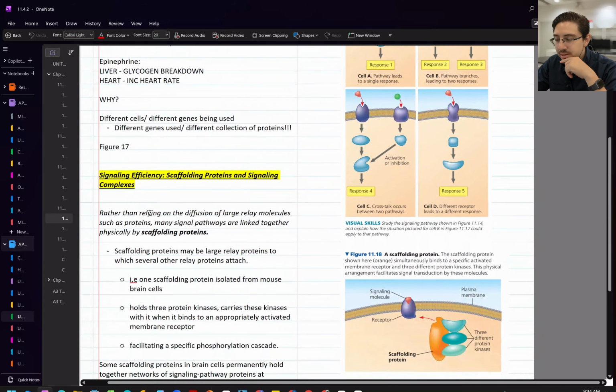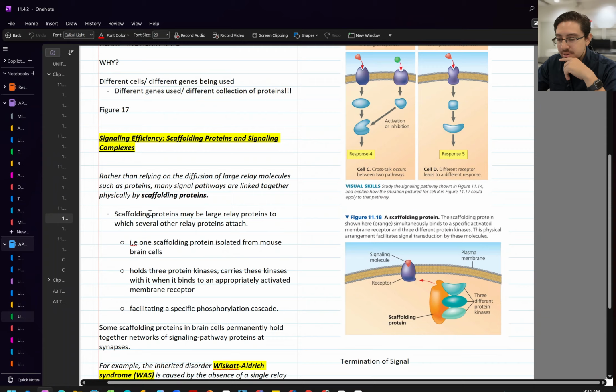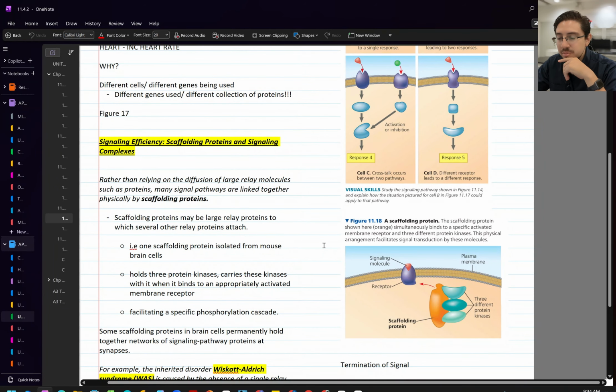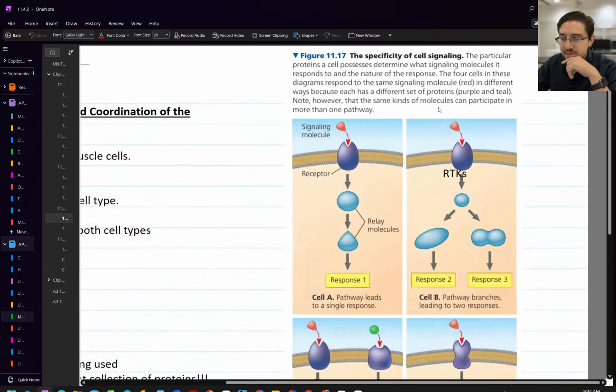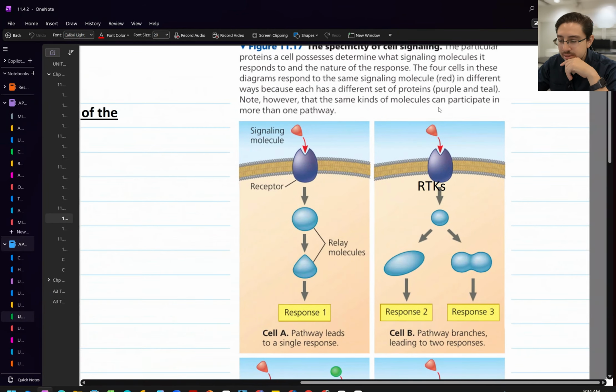Okay? The next thing, the efficiency of signaling depends on scaffolding. Now, before I get into the scaffolding, I want to just go over specificity of cell signaling. Okay? Just to give you a visual now of what I mentioned before. Same signal molecule, if you see here. Now, depending on the cell type, here we have 4 different types of cells, cell A, B, C, and D. Okay, and I'm going to zoom out so you can see what exactly is happening there. Hopefully the screen's big enough that you can actually see it.